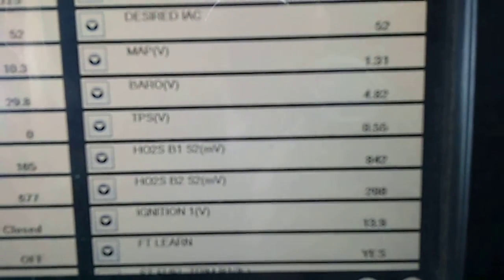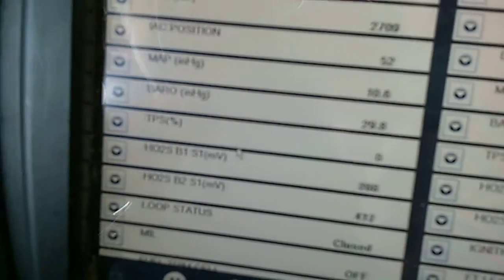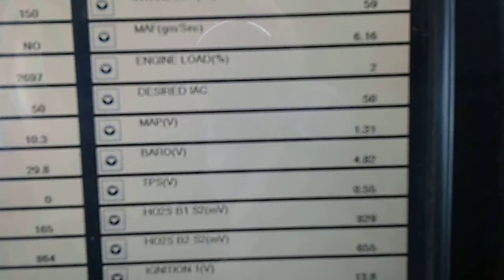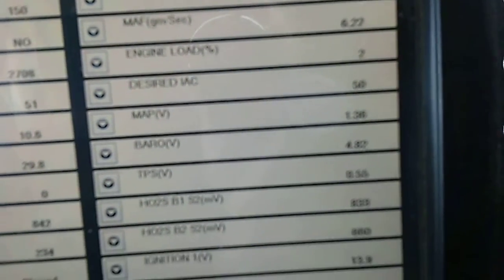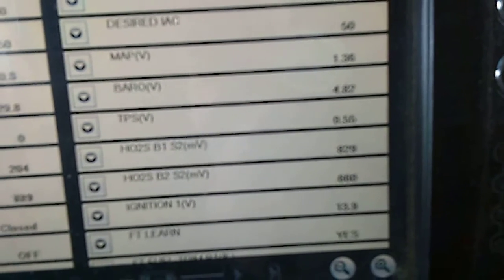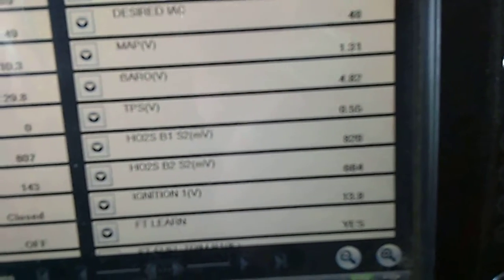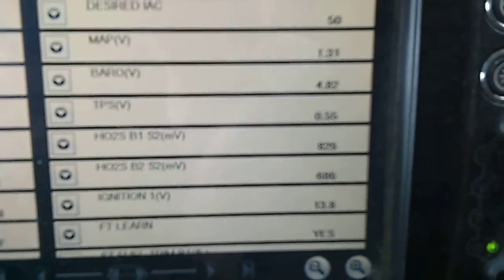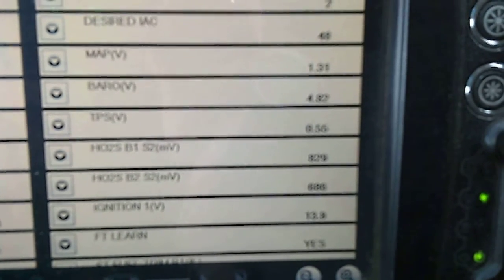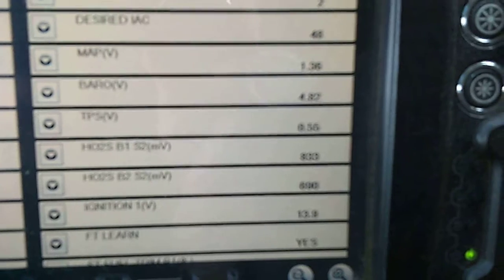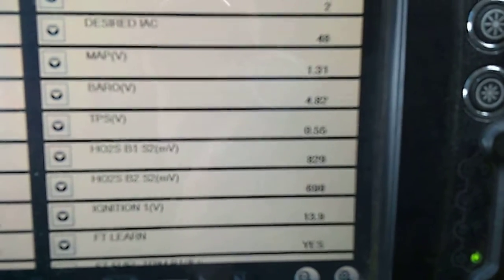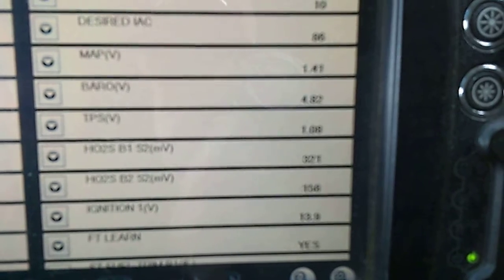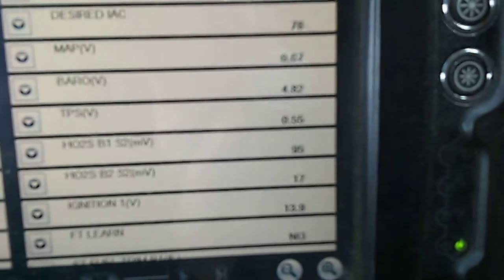Map sensor, we got a voltage reading, where before we had an inches of mercury reading. Doesn't matter. Moving on. Baro sensor, a voltage where before it was inches of mercury. Throttle positioning sensor and voltage. So that is a sensor that tells us our throttle, our gas pedal, and it can be registered in percentage as well as volts. It operates from 0.5 volts to 5 volts. And you can see that number go up as I open the throttle.